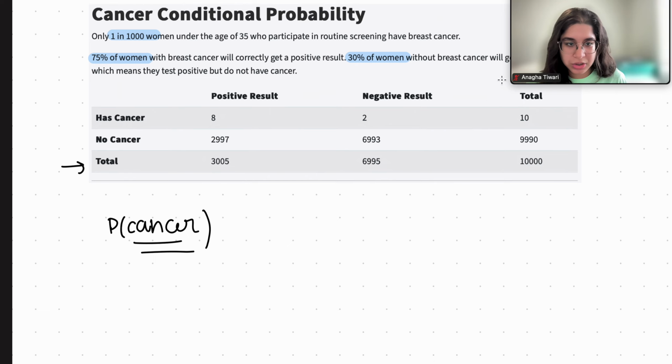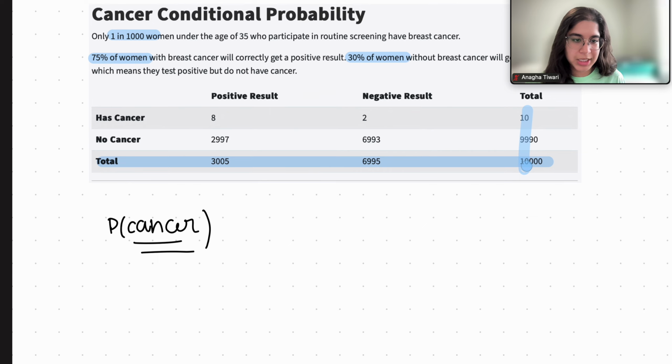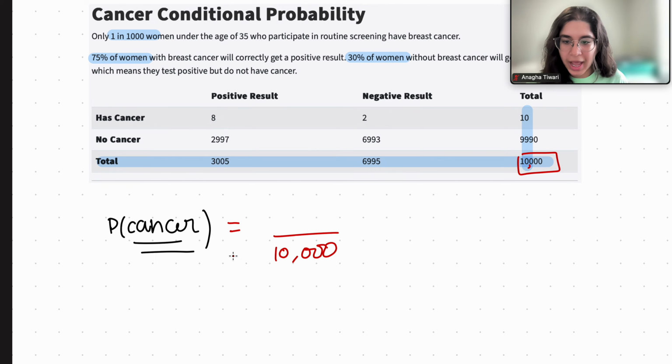There's these marginal totals here, and I can go ahead and highlight them. If you know about marginal totals in the probability table, it's basically these probabilities that are on the margins, right? That's why it's called marginal probabilities. So here, how many total people are we dealing with? Well, that's going to be 10,000, right? And out of those 10,000 people, how many have cancer? Well, that's just 10 of them, right? So it's basically just 1 divided by 1,000.